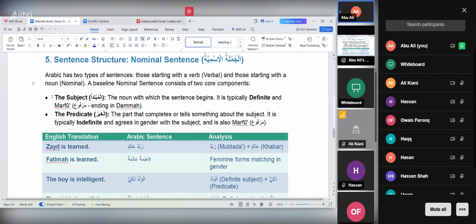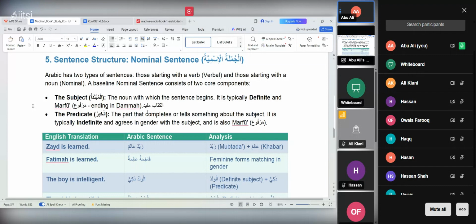For example, al-kitabu mufidun. The book is useful. Let me write the sentence down. Al-kitabu mufidun. The book is useful. Mufid is the second part. It's the khabar, the predicate. It's something that you are attributing to the subject. The khabar, the predicate. Khabar means the news in Arabic.